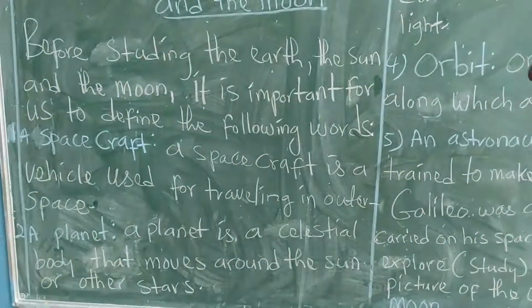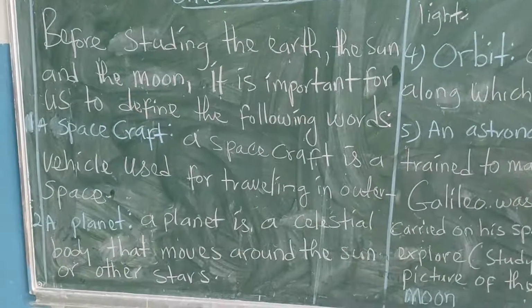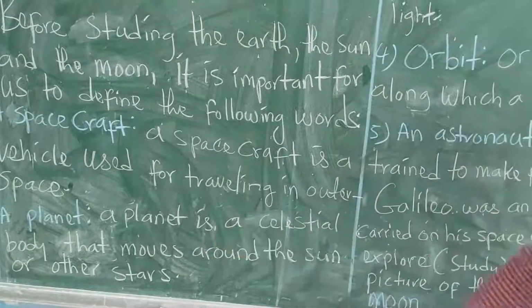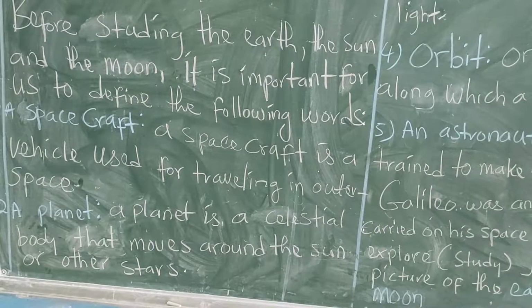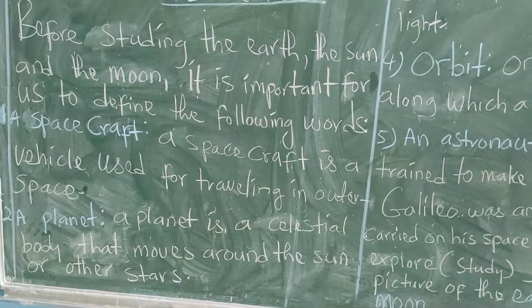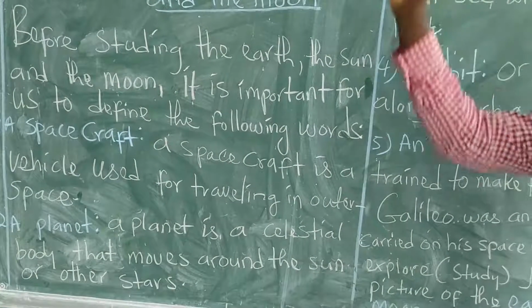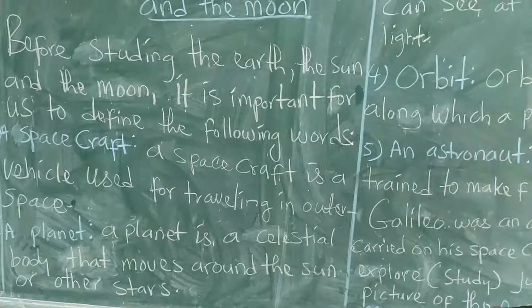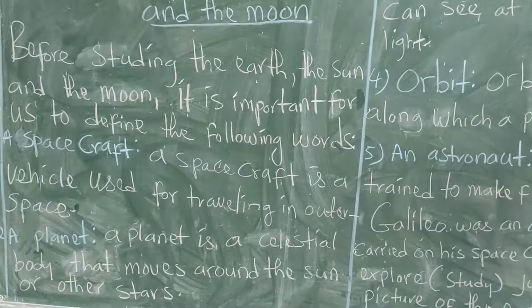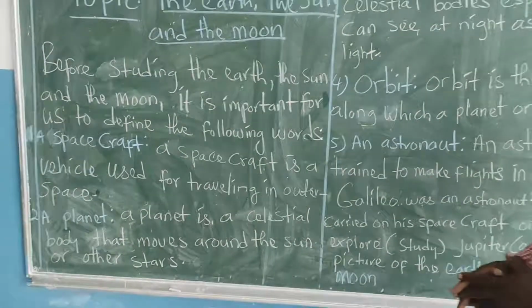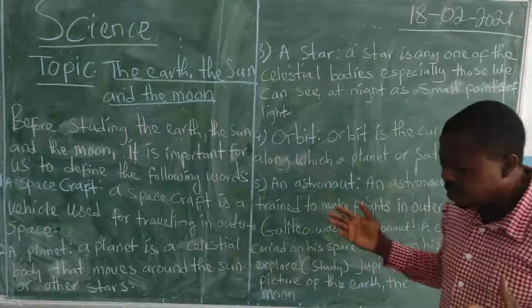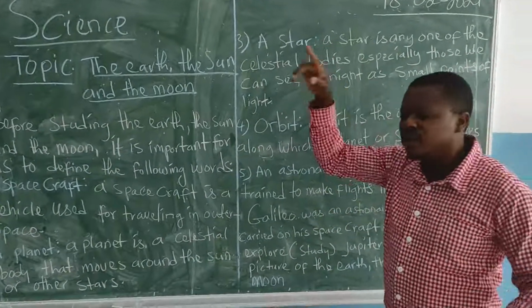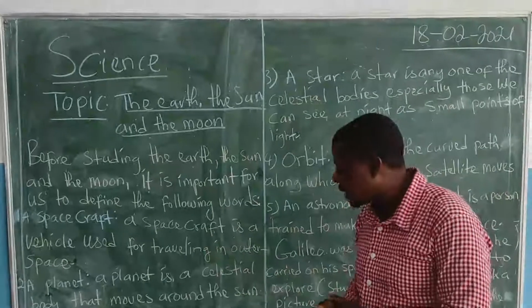The second word is planet. What is a planet? A planet is a celestial body. When we talk of celestial, we mean heavenly. A planet is a heavenly body that moves around the sun or other stars.